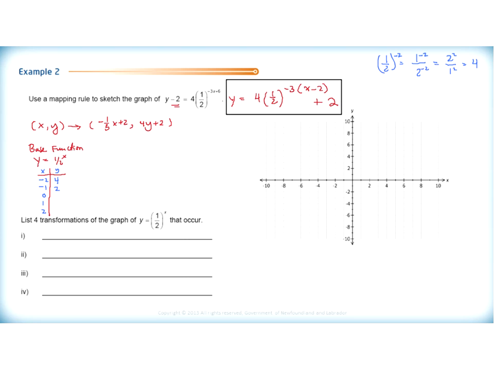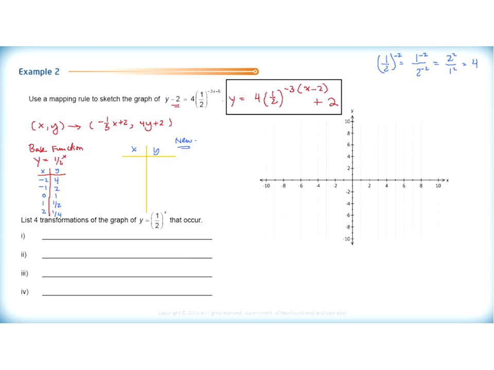In a similar way, 1/2 to the -1 is 2. 1/2 to the 0 is 1. 1/2 to the 1 is 1/2, and 1/2 to the 2 is 1/4. So there's the table of values for my base function. Now I need to use my mapping rule to create a table of values for my new function.